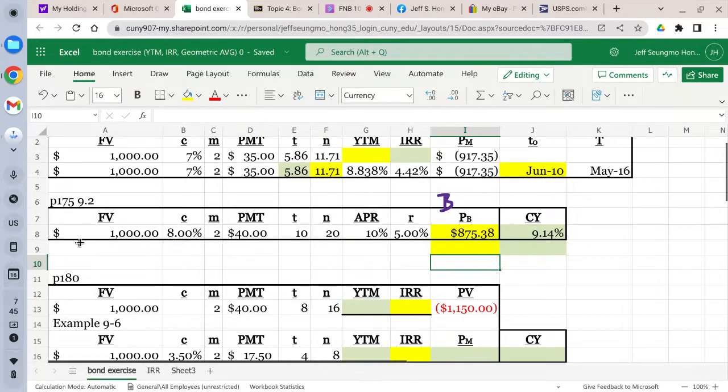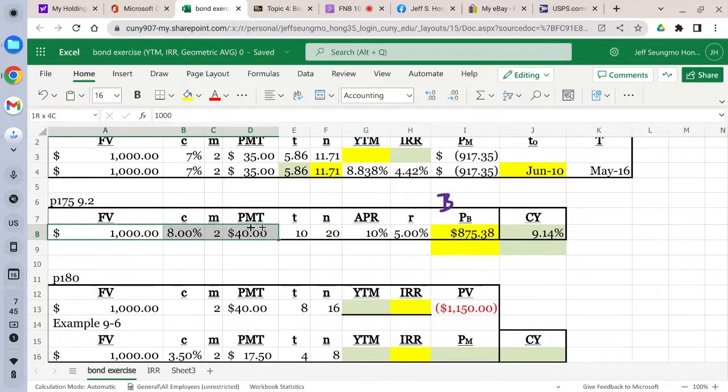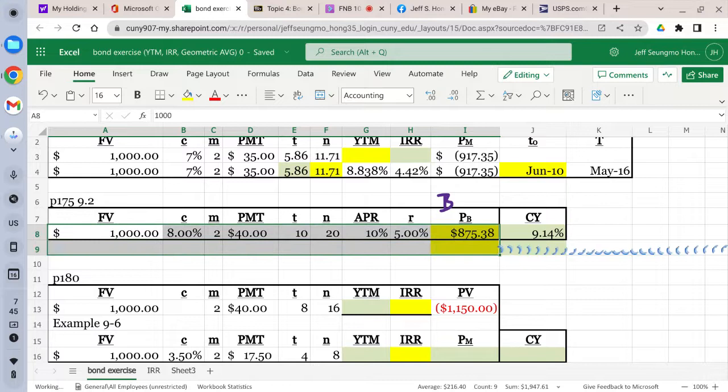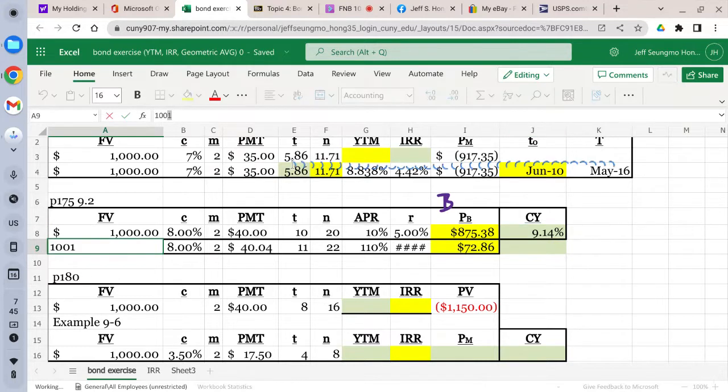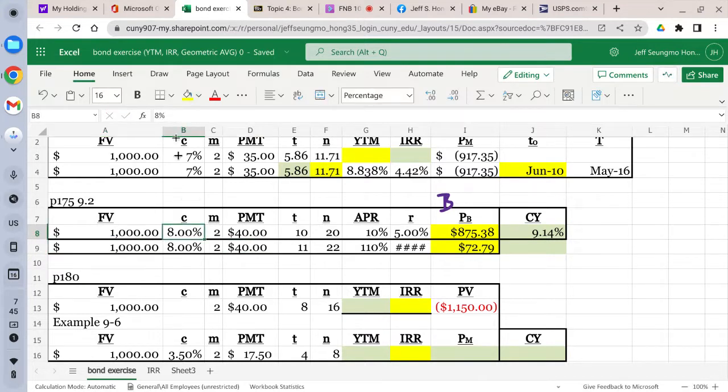So first, if we treat it as a callable bond, everything else should be ignored. Now, coupon rate is 18%. That C means coupon rate.